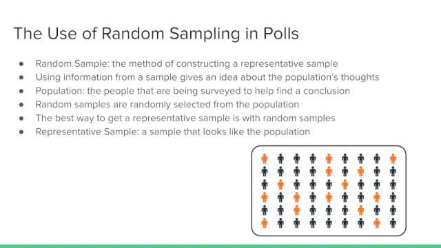The use of random sampling in polls: random sampling is the method of constructing a representative sample. Using information from a sample gives an idea about the population's thoughts. Population is the people that are being surveyed to help find a conclusion. Random samples are randomly selected from the population. The best way to get a representative sample is with random samples. A representative sample is a sample that looks like the population.